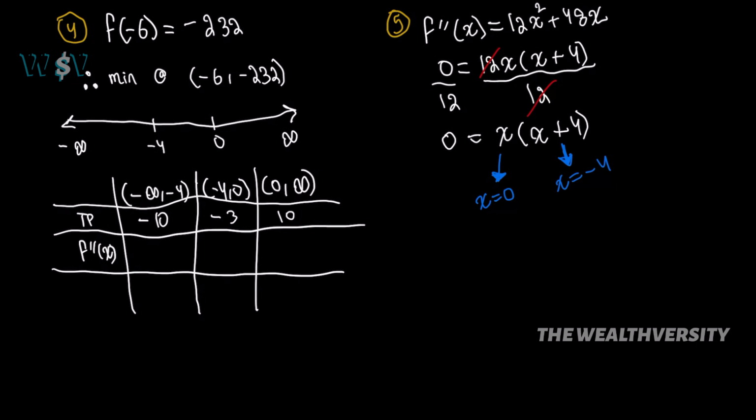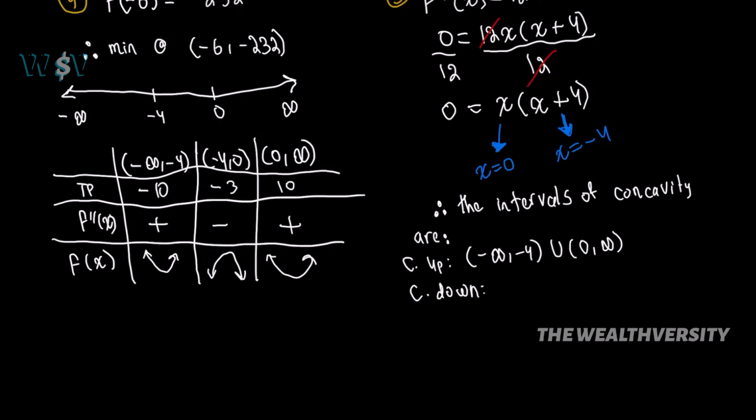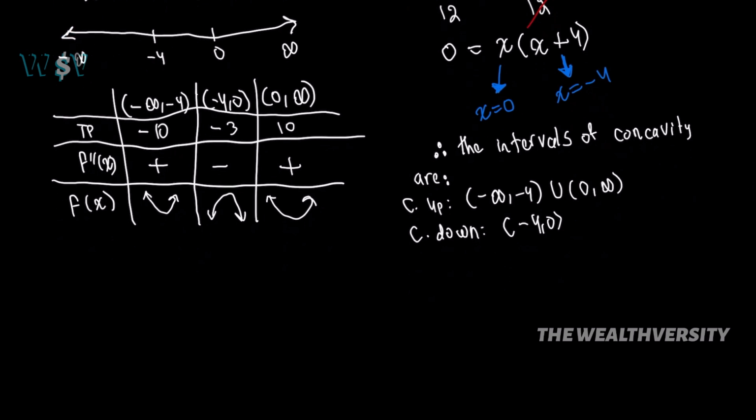So when we plug these numbers in and we get positive, negative, positive, which means that the function is concave up on the first interval, then it is concave down on the second interval, and finally it is concave up on the last interval. So therefore, the function is concave up on negative infinity to negative 4 and on 0 to infinity, and the function is concave down on negative 4 to 0.